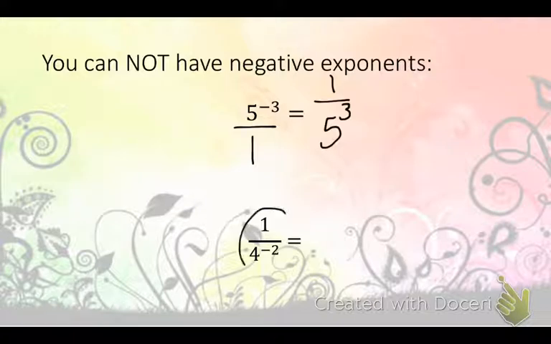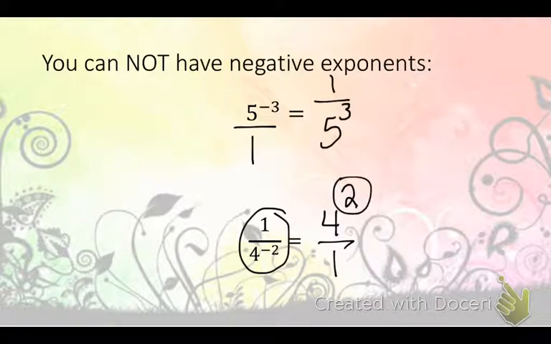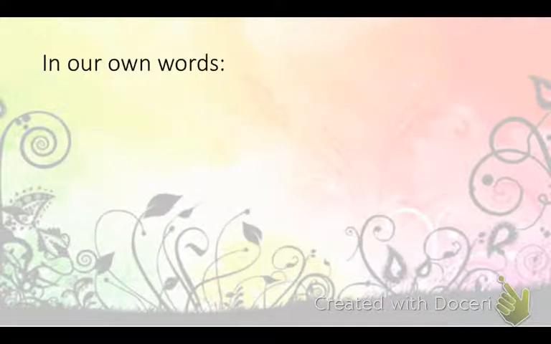Okay, this one is the same way. I'm going to flip that fraction, and it's going to become 4 squared over 1, where the exponent is now positive. I don't have a great way to write that in our own words for right now, so we're just going to do a few more examples, and maybe you can come up with something on your own.